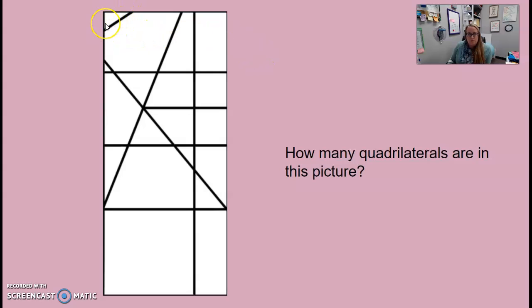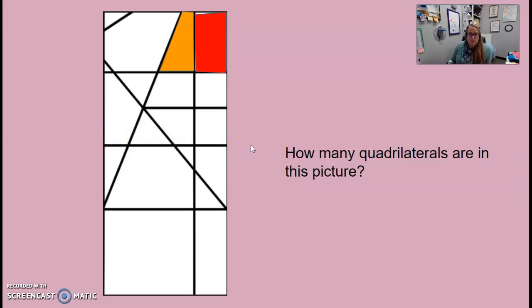So 1, 2, 3. That's a triangle, so I'm going to color it. No, that's what I did for the first one. I'm looking for quadrilaterals this time, so that one doesn't work. This one might work though. 1, 2, 3, 4, 5. Nope, that doesn't work. 1, 2, 3, 4. That one works. Okay, and that one works. So those both work. Let's look at this next row.